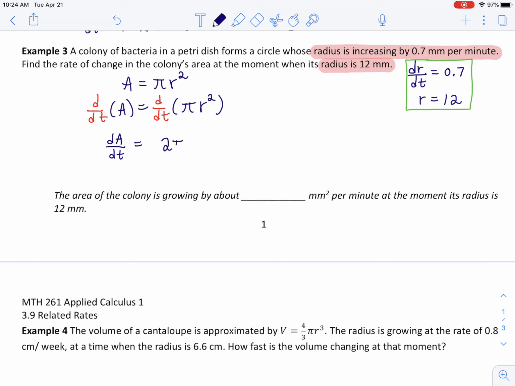Now, take the derivative of pi r squared with respect to t. So remember, pi is just a constant. So I'm going to bring down that exponent of 2 and have 2 pi r. And we're going to multiply this by what? The derivative of r with respect to time. And that is dr/dt.